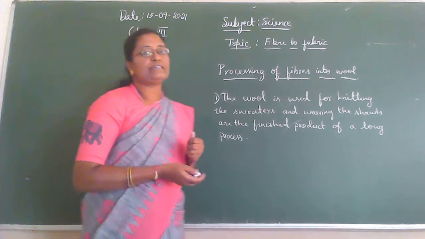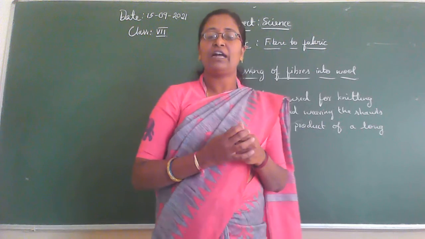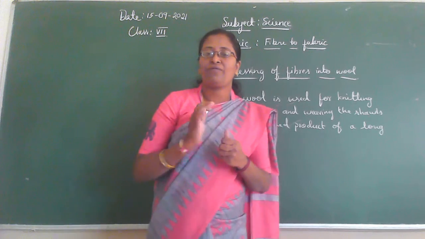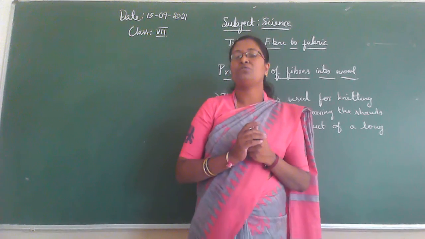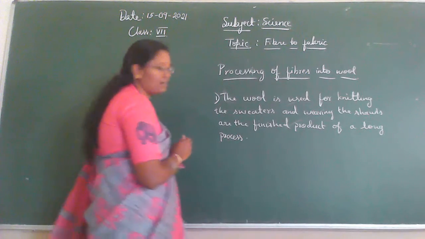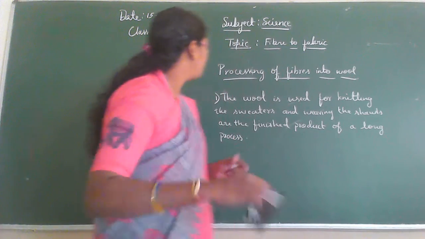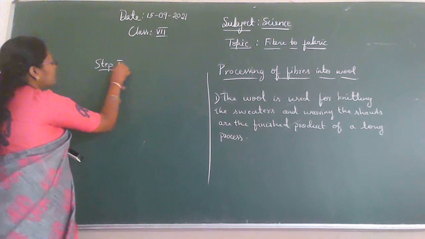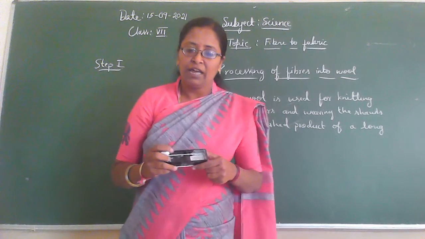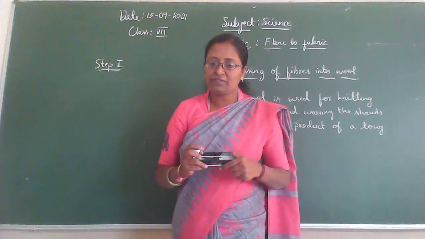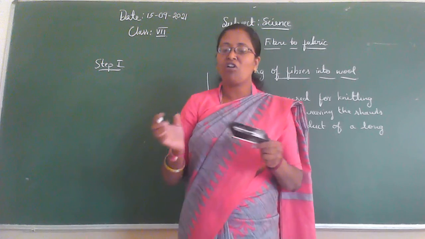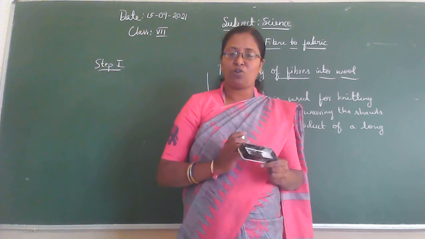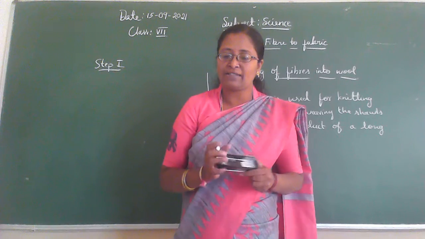Let us learn about the different steps involved to get the wool from fibers. So what is the first step? The fleece of the sheep, along with a thin layer of the skin, is removed from the sheep's body. This process we call shearing.